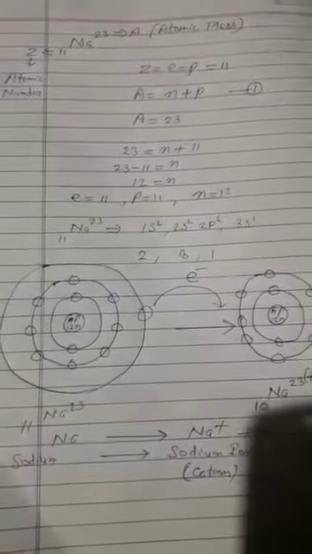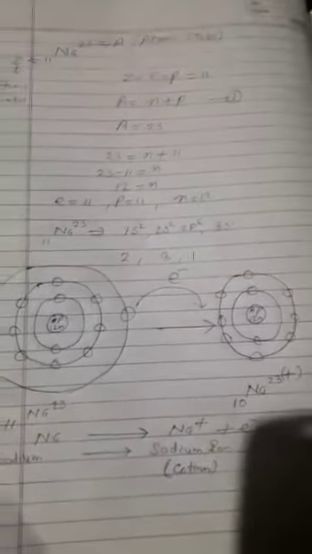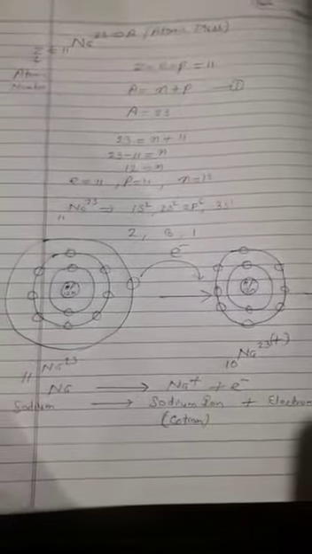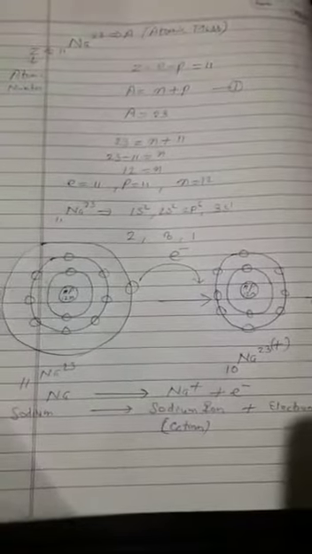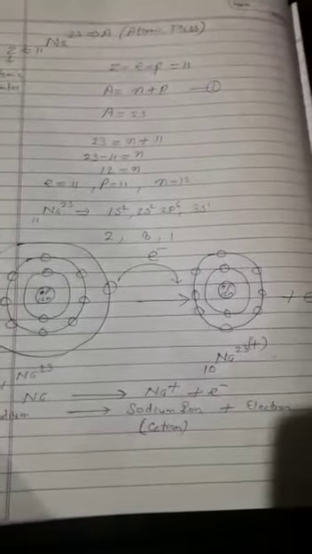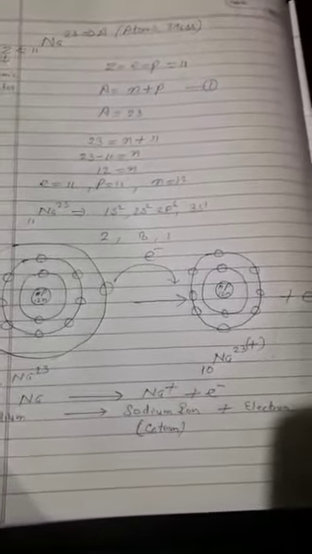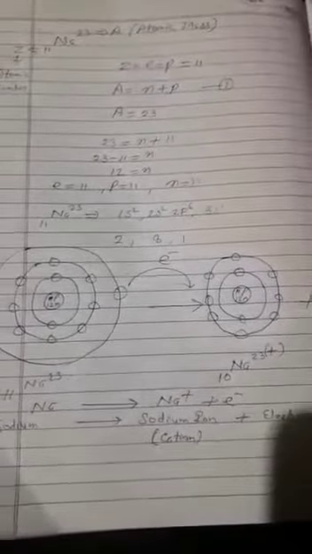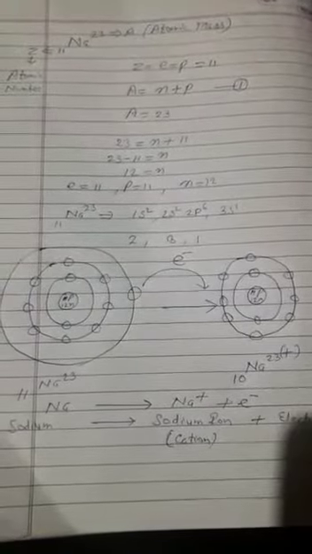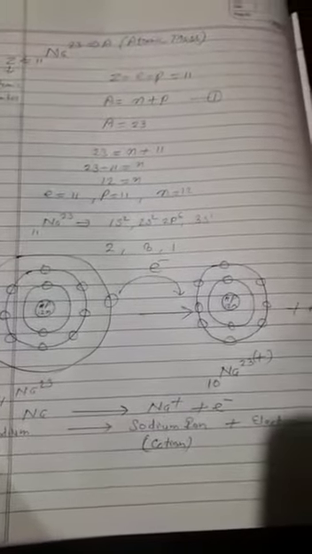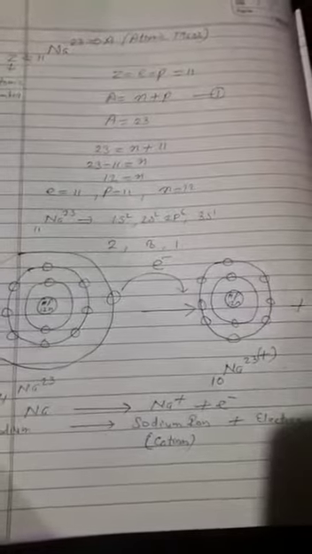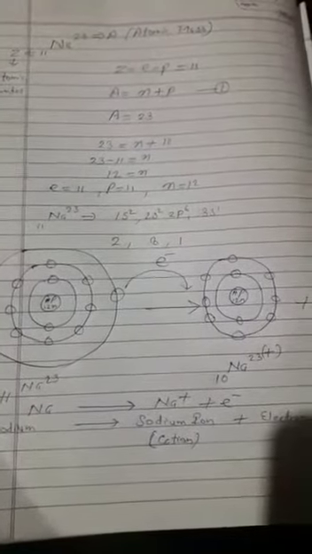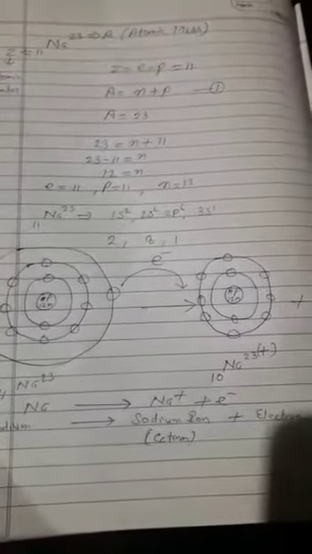11Na23. When one electron is removed, it converts into a cation. 11Na23 sodium gives one electron, it converts into a sodium ion, and it attains the octet of neon gas. In this way, sodium converts to its ion, the sodium cation.